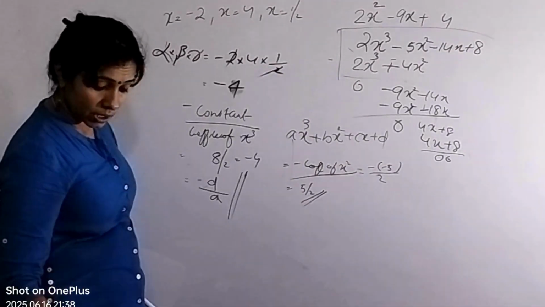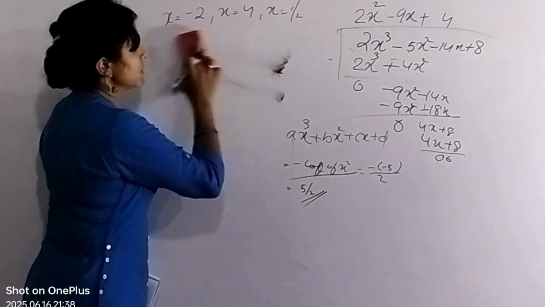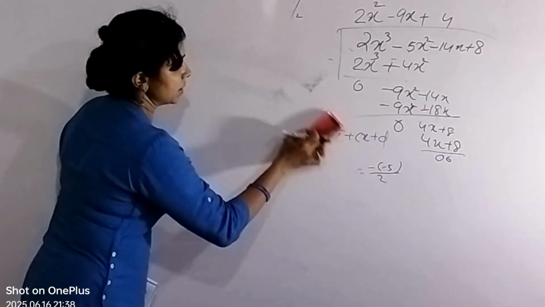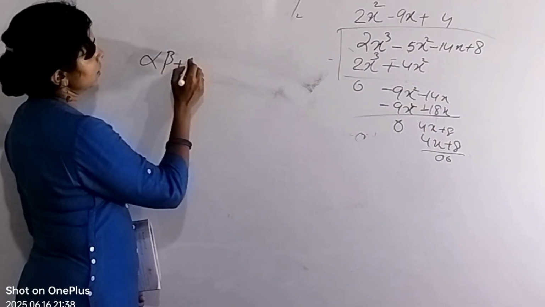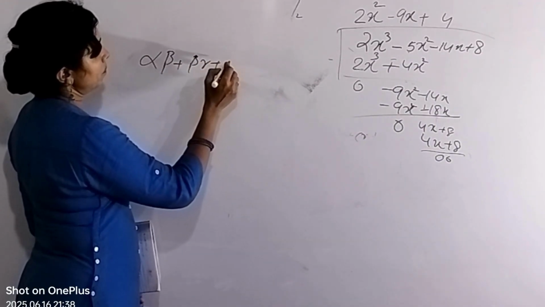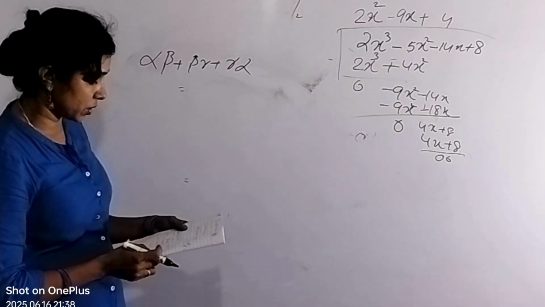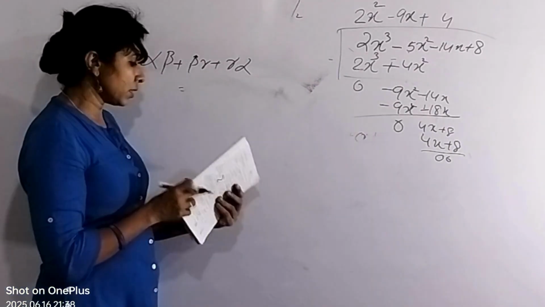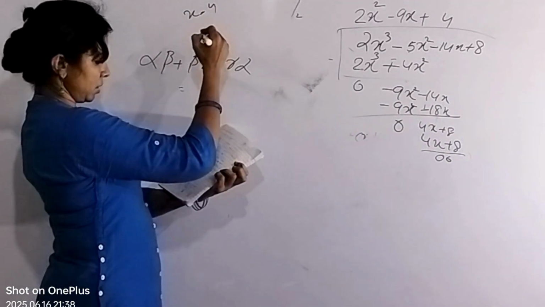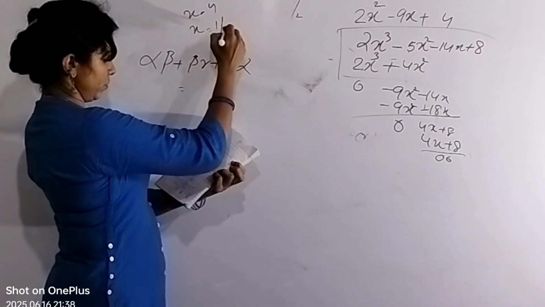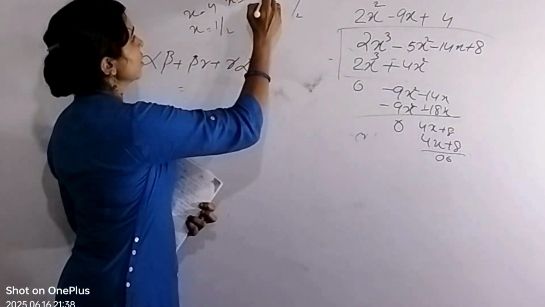Now we have to check the other formula also. That is alpha beta plus beta gamma plus gamma alpha, the sum of the products of the two real roots. So what were my roots here? x is equal to 4, then x is equal to 1 by 2, and x is equal to minus 2. Okay, so we just check it.